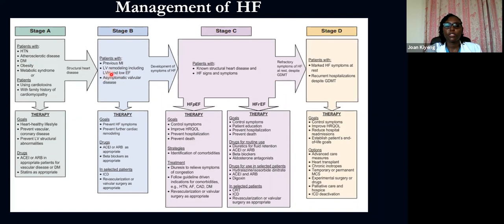And then the left ventricular hypertrophy, for example, low ejection fraction, you need to address this. So these patients don't have heart failure, but they already have structural remodeling in the myocardium. And for stage C, you have patients who have heart failure. Now it can be either preserved ejection fraction or reduced ejection fraction. They are symptomatic.